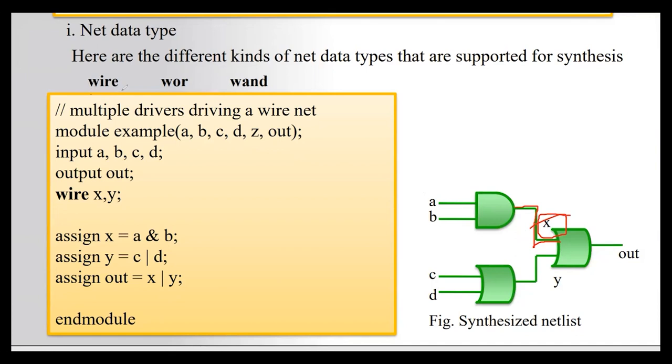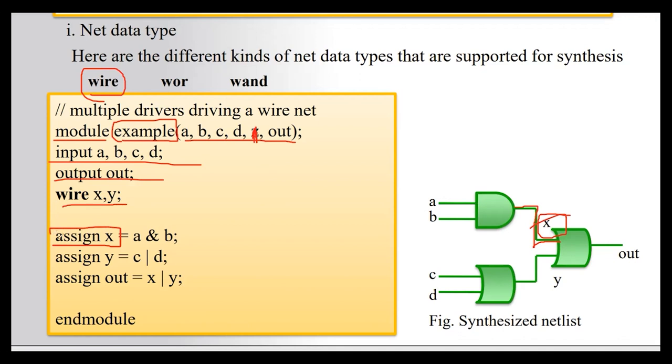Wire means it doesn't store any value. For the combinational logic circuit, we'll take the wire data type. This is the circuit, this is the program. The name of the module is example, and here the port list is A, B, C, D, out. What are the inputs and what are the outputs? We have taken that here. So 4 inputs, 1 output, and wire is for the internal variables, like internal connections.